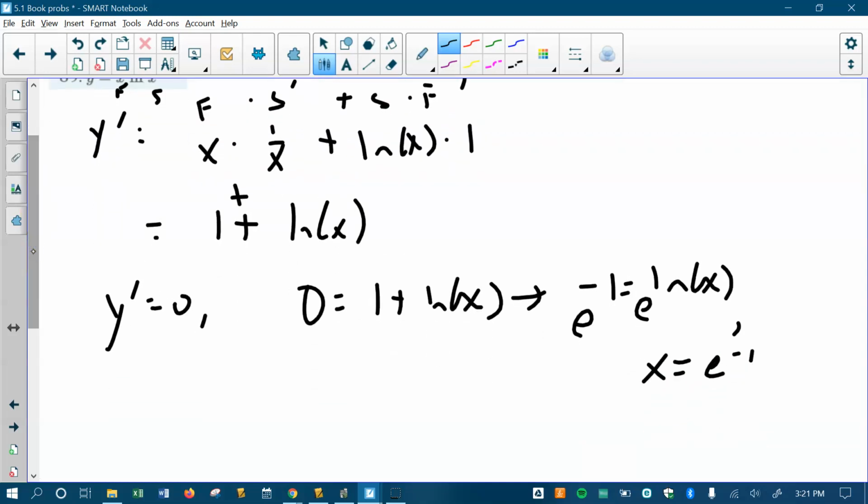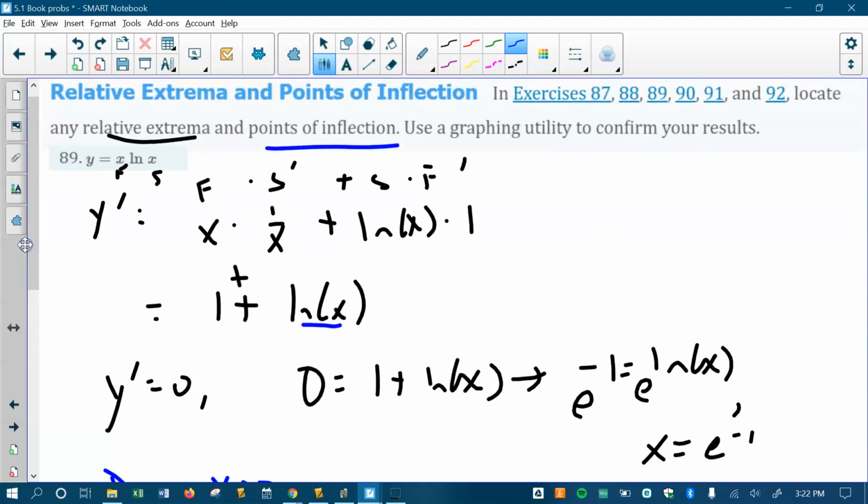I also want to point out that the domain of this function is all positive numbers. The reason I know it's all positive numbers is because the natural log's domain is always positive. So we have x equals e to the negative first. That means there can be no other critical numbers.